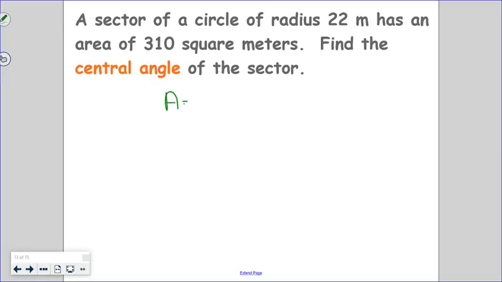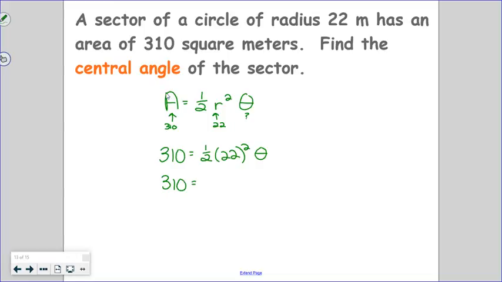In our formula, they tell us the area is 310. They tell us the radius is 22. The question again is, what is theta? So we'll solve that eventually for theta. Put those numbers in there, and then we need to talk order of operations here. You either need to type this in exactly as I have it written up here in your calculator, or remember that exponents come first, right? Exponents are before multiply, so I need to do the 22 squared and then times 1/2 or divided by 2.